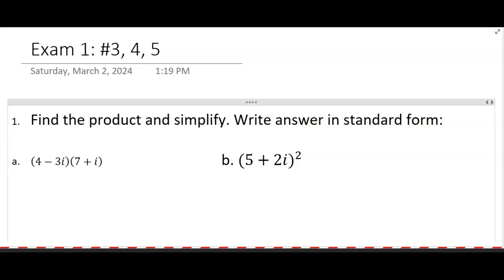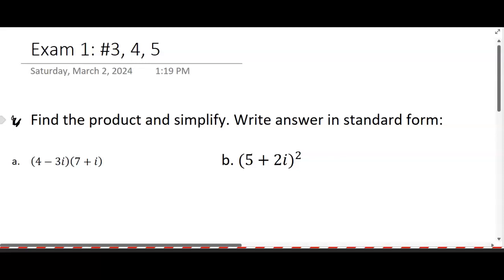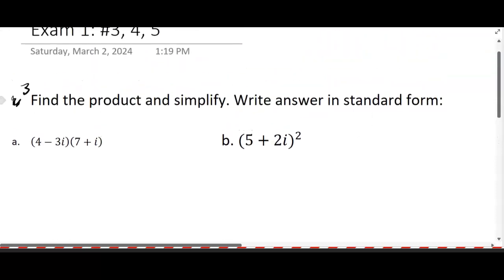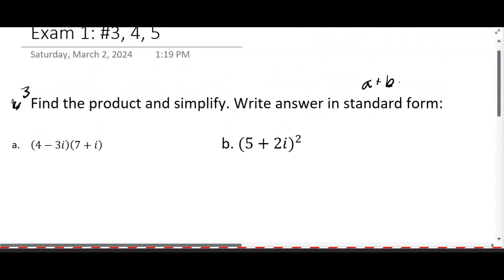So this is page 2 of the exam, problems 3, 4, and 5. I don't know why that says 1 there, but it should be a 3. Okay. Find the product and simplify, write the answer in standard form. Standard form is a plus bi.